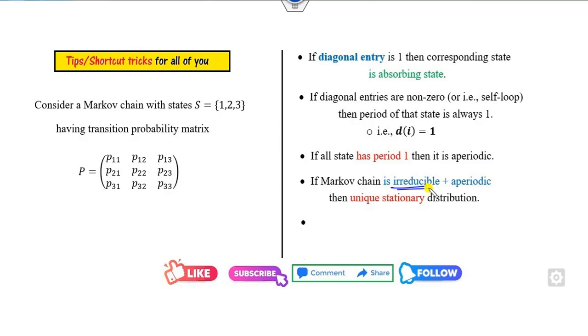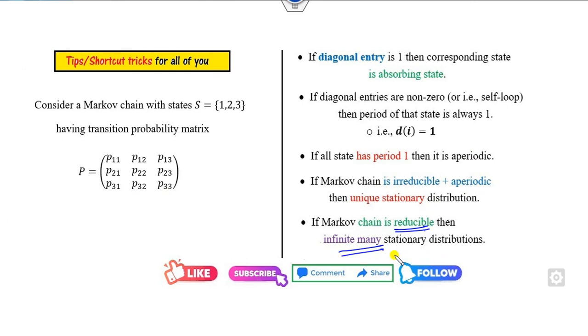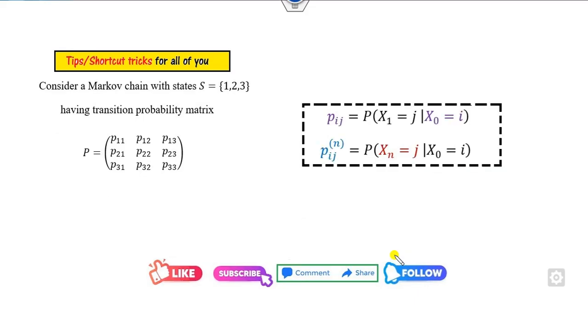If the chain is irreducible, what is the meaning of irreducible? You can start from one state and move to the second, and move to the third as well. Similarly, from 2, I can move to 1 and to the third. If all states are accessible from each other, then we call it an irreducible chain. If the Markov chain is irreducible and aperiodic, then we always get a unique stationary distribution. On the other hand, if your Markov chain is reducible, then we will have infinitely many stationary distributions.